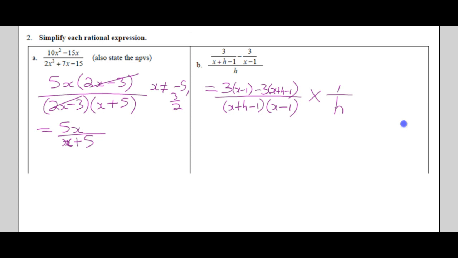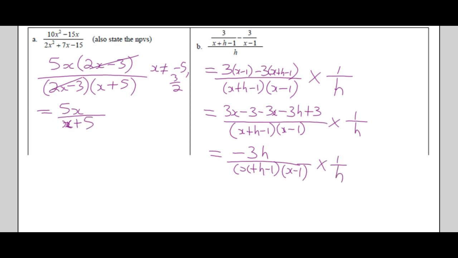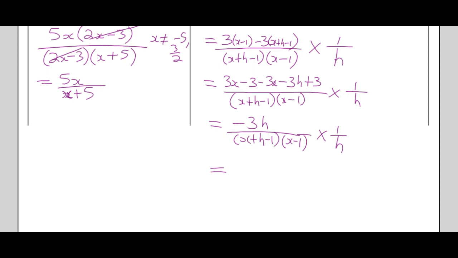Okay, and then we just simplify away. So what do we got? Let's just clear up the top here. 3x minus 3 minus 3x minus 3h plus 3, over x plus h minus 1 times x minus 1, times 1 over h. Okay, so 3x minus 3 plus 3 ultimately comes down to that whole thing simplifying to negative 3h over x plus h minus 1. So ultimately, what do we got up top?